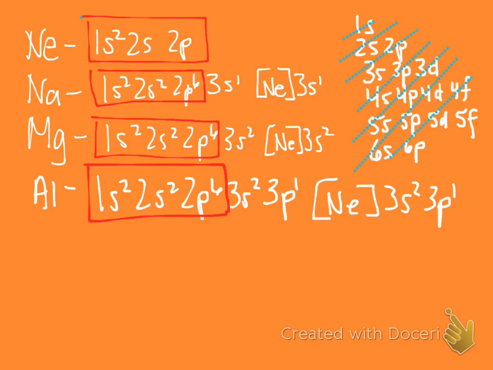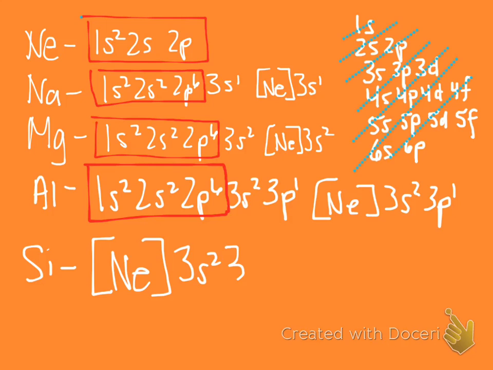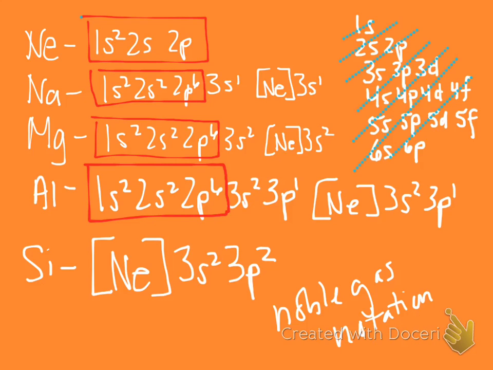So, let's step over one more. Let's do silicon. Can you write it directly in noble gas notation? Okay. Noble gas notation. So we can use the noble gases to reference anything in the row after it.